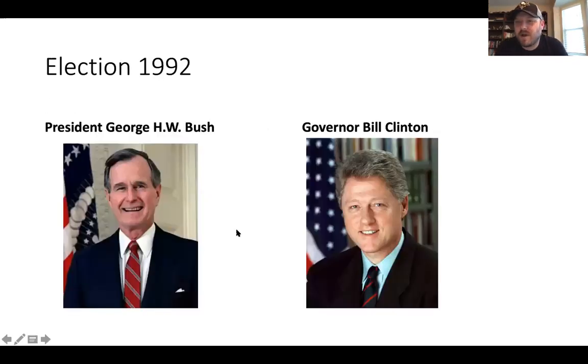So we've already hinted a little bit about this in previous chapters, but I'm going to hit it again. The election of 1992 was between incumbent President George H.W. Bush, Republican, and a little-known governor of Arkansas by the name of Bill Clinton, the Democrat. Bush was coming out of the first Iraq War, there was a recession going on, and he was having to raise taxes. So he was really in a tough spot as an incumbent Republican president.